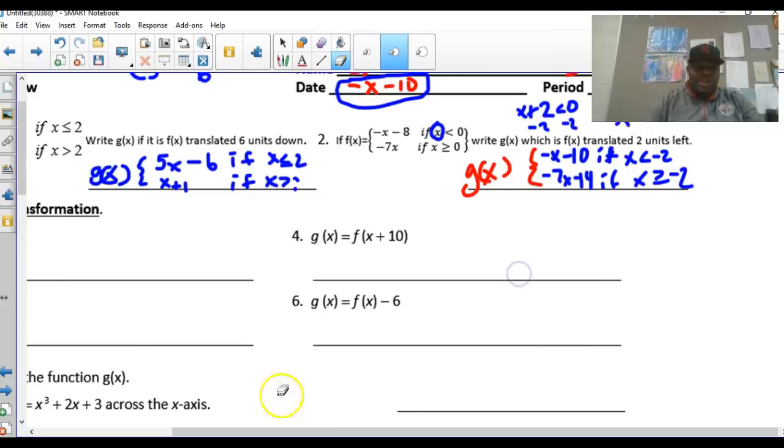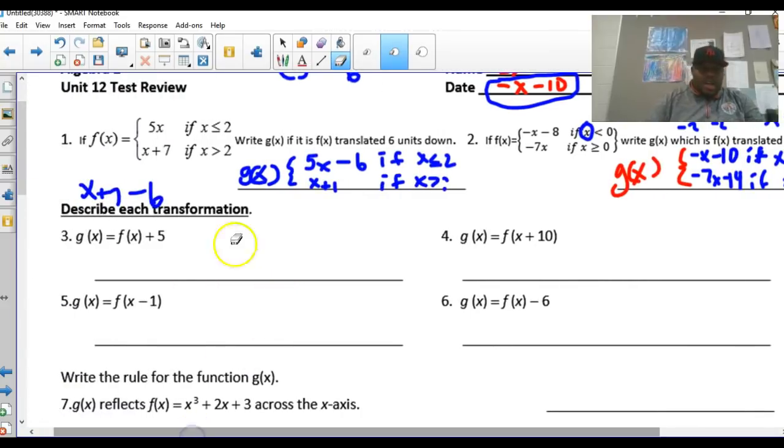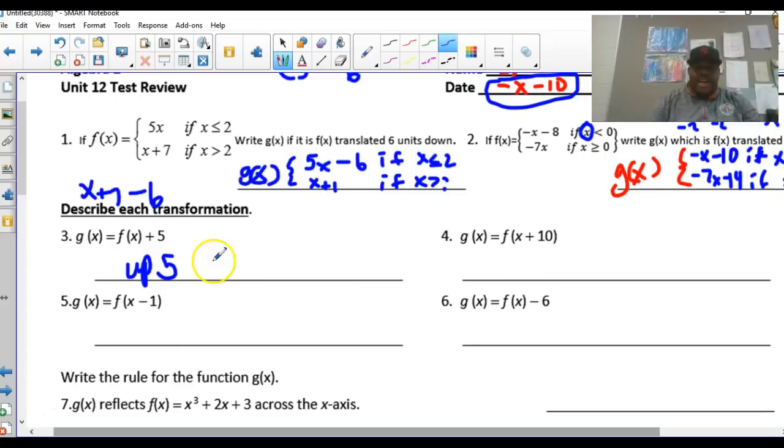Let's keep it going. For this one right here, describe the transformation. Hey, this one's simple. We have the function plus 5. What does that mean? g of x went up 5. Up 5.